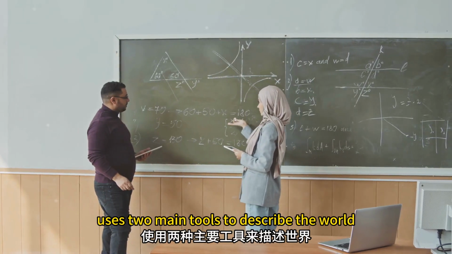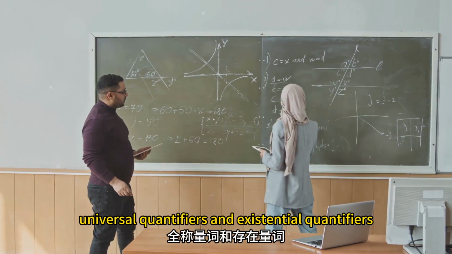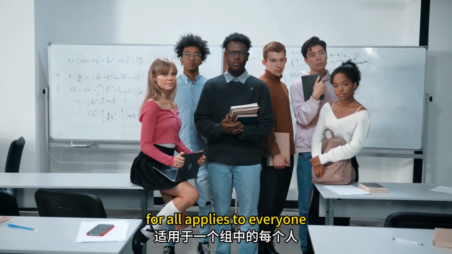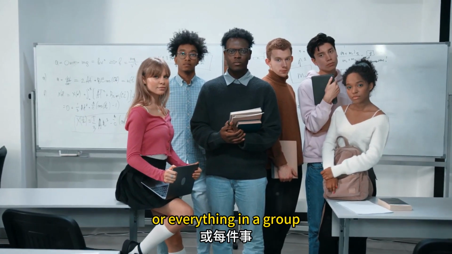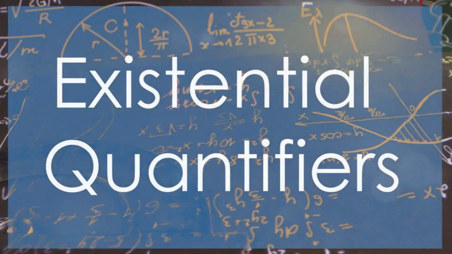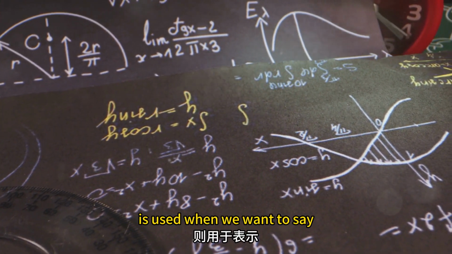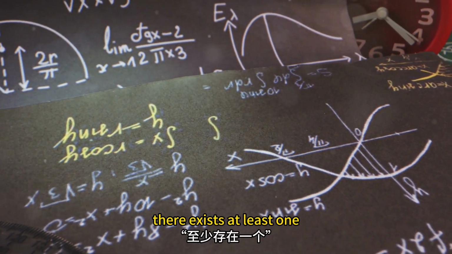First-order logic uses two main tools to describe the world: universal quantifiers and existential quantifiers. The universal quantifier for all applies to everyone or everything in a group, like saying, all students. The existential quantifier there exists is used when we want to say, there exists at least one.